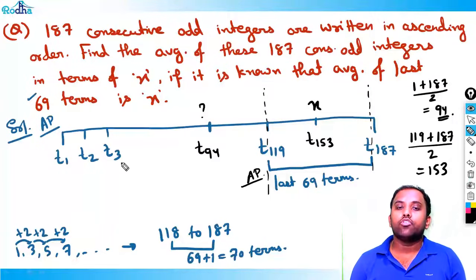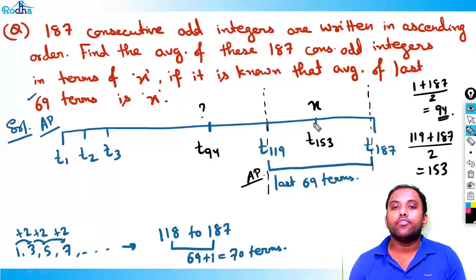So what do I need to find now? I know that T153 is x, that is the average of the last 69 terms of this series. What is the value of T94? Just go one beyond. Since T153 is x, so T152.